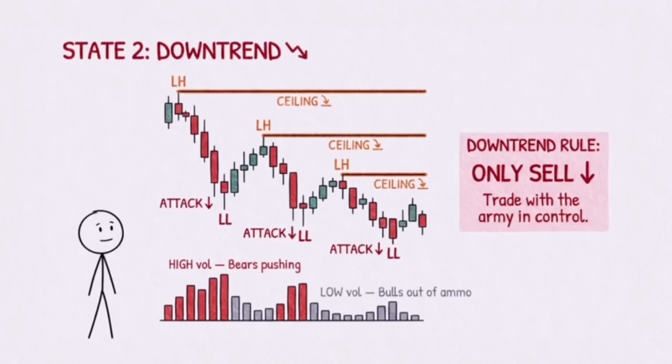State number 2, downtrend, bears in control. It's the mirror. Bears attack, break the previous low, creating a new lower low. Bulls try to recover, but the bears push them back down, creating a lower high. Volume is high on the sell waves. The bears are in charge. Volume is low on recovery attempts. The bulls are running out of ammunition. The key line here is the lower high. LH is the ceiling. As long as the bears maintain that ceiling, they're in control. Your rule, only look for sells.